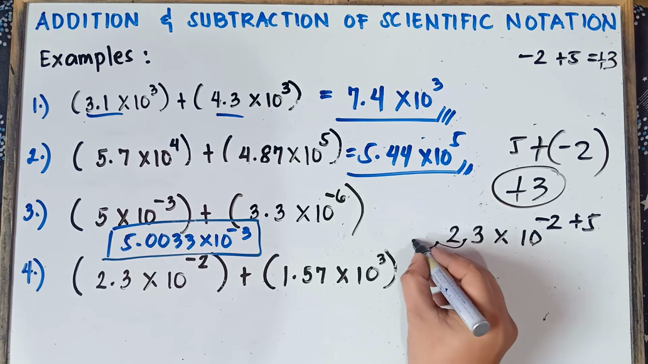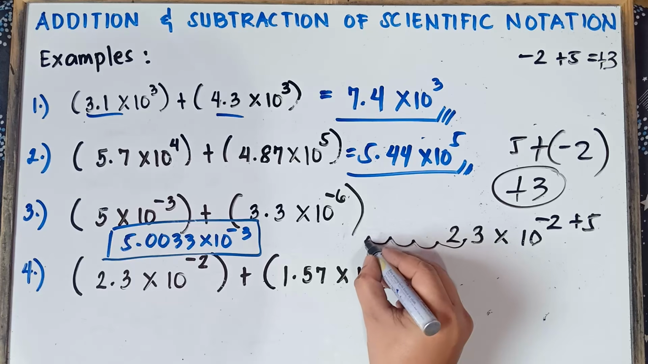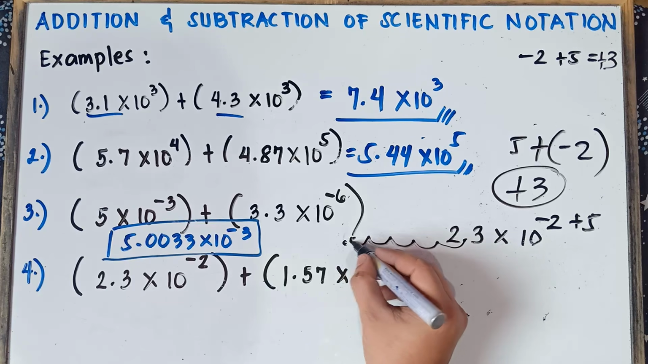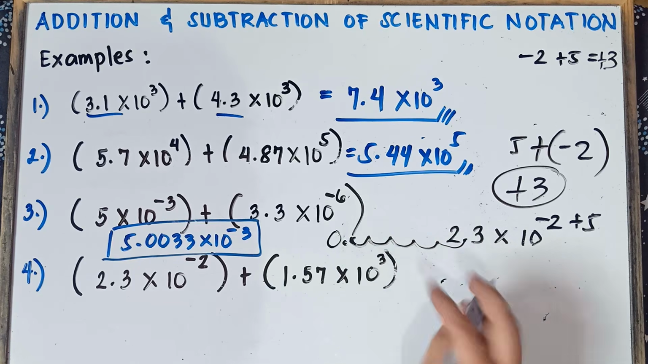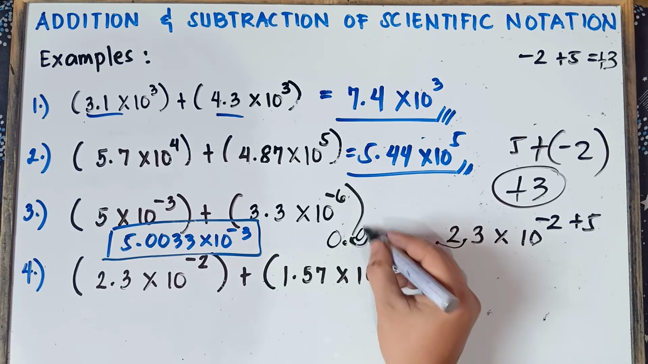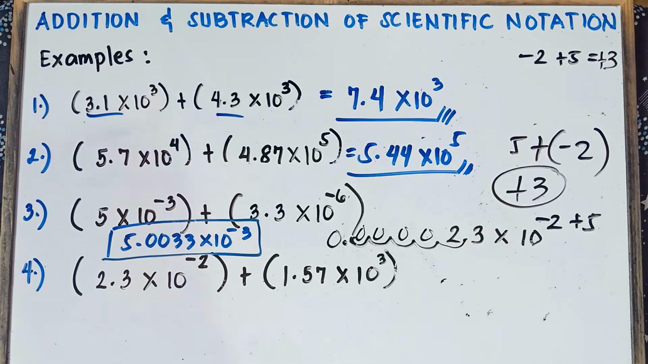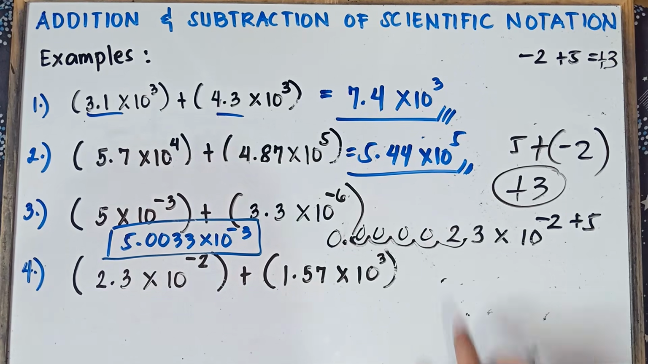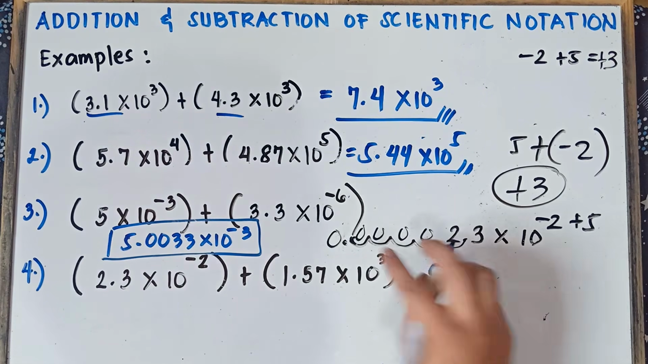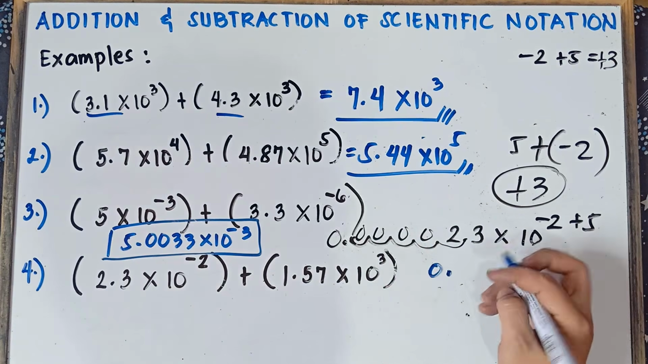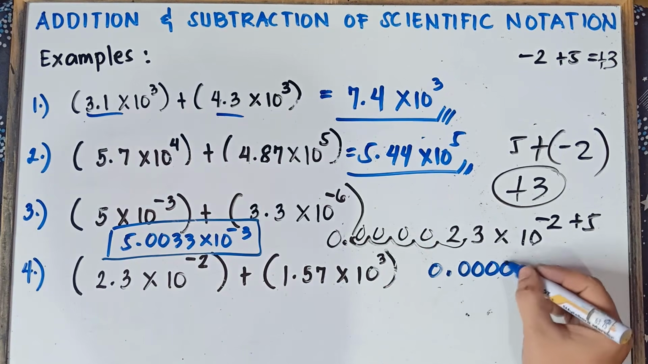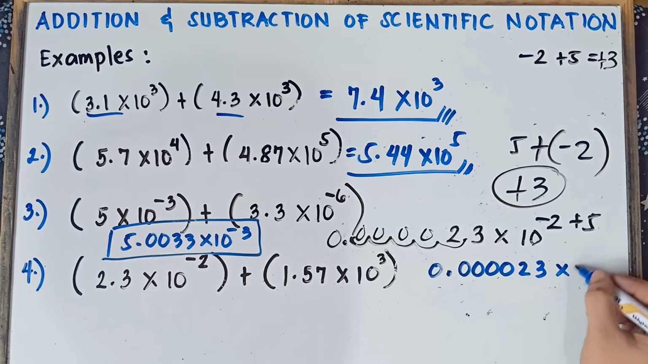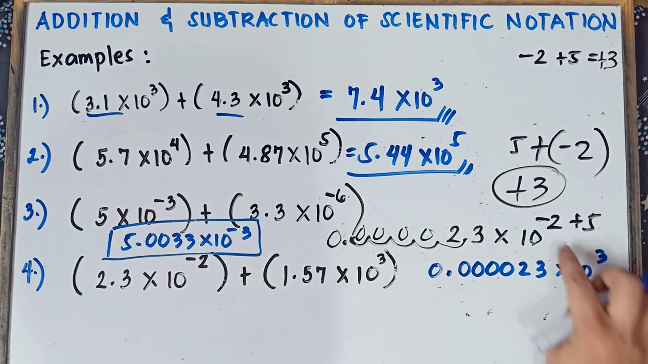1, 2, 3, 4, and then 5. And the decimal point will be here. So, how many zeros? 1, 2, 3, 4. So, this will be 0, then 4 zeros: 0, 0, 0, 0, 2, 3, times 10 raised to the power of 3. Once again, negative 2 plus 5, that would be positive 3.